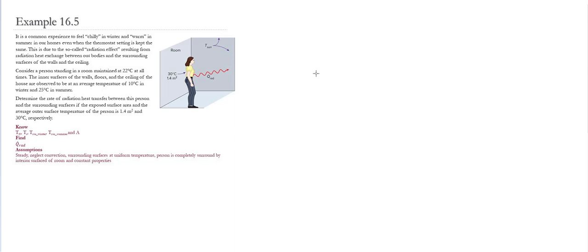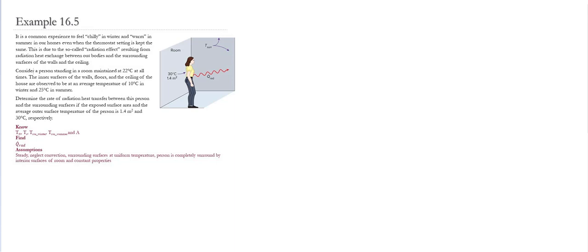We're going to consider a person standing in a room which is maintained at 22 Celsius at all times. The inner surface of the walls, the floors, and the ceilings of the house are observed to have an average temperature of 10 Celsius in the winter and 25 Celsius in the summer. We need to determine the rate of radiation heat transfer between this person and the surrounding surfaces if the exposed surface area and the average outer temperature of the person are equal to 1.4 meters squared and 30 Celsius respectively.